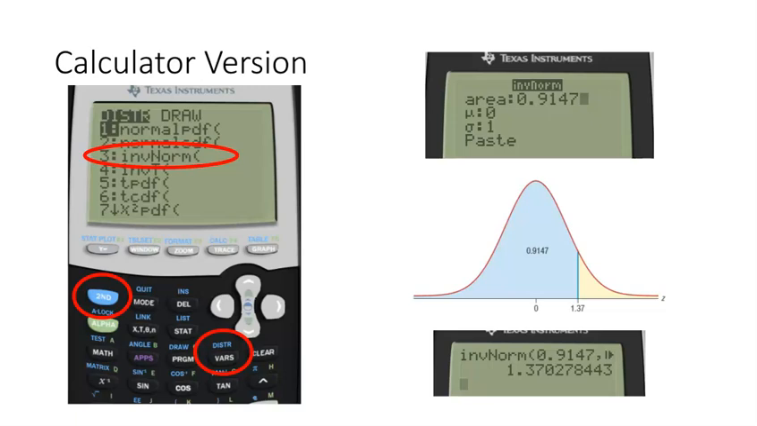Calculator-wise, we're still going to second vars, but now we're going to use the INV, the inverse norm, and it's going to ask you for the area. Make sure you are using the area with four decimals when you can. So, also again, reminder, this area is specifically area left. That is assumed to be area left.